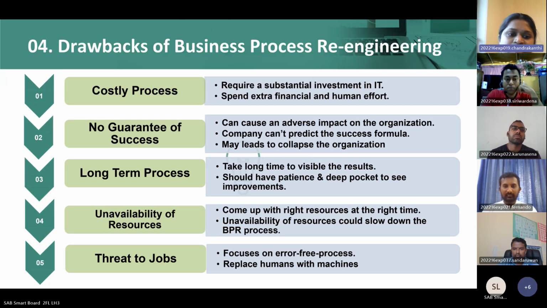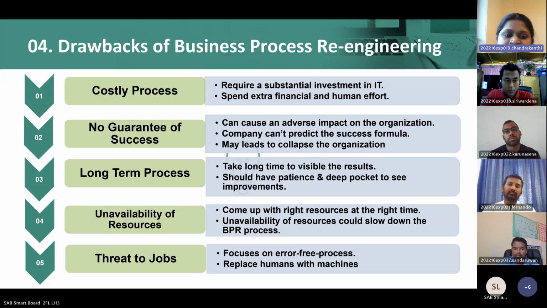Next point is no guarantee of success. Changing procedures can cause an adverse impact on the organization. Companies cannot predict the successful formula. Sometimes it may lead to the collapse of the organization. My third point, long-term process. BPR takes a long time for the results to become visible. Companies should have patience and deep pockets to see the improvements in the business.